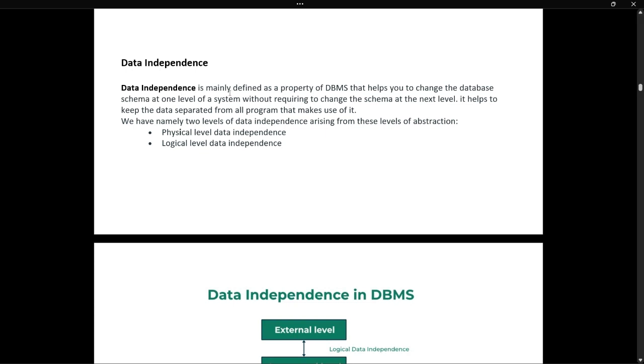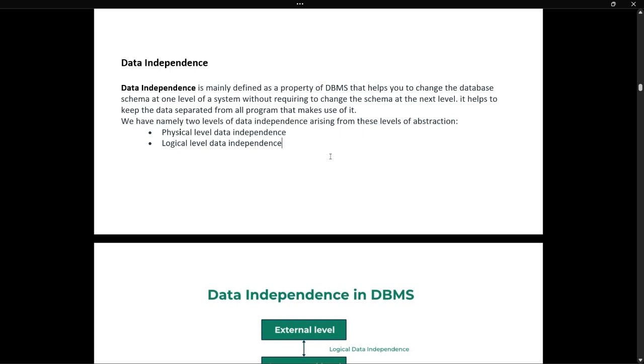So data independence is mainly defined as a property of database management system that helps you to change the database schemas at one level of a system without requiring to change the schemas at the next level. It helps you to keep the data separate from all programs that make use of it.